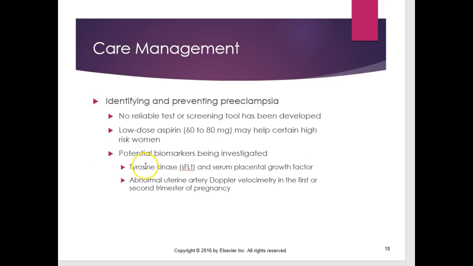Potential biomarkers being investigated are tyrosine kinase and serum placental growth factor. What we do know is that when serum placental growth factor decreases and there are some changes with the placenta, those are triggers for preeclampsia. So they're trying to figure out exactly what it is so that we can use it. Abnormal uterine artery Doppler velocimetry in the first or second trimester of pregnancy is very ominous, because we know that there's already damage to those uterine arterioles, and so that can tell us what is in store for us in the following course of the pregnancy. I should have said velocimetry, sorry about that.